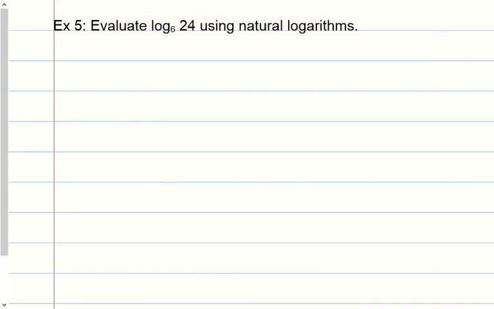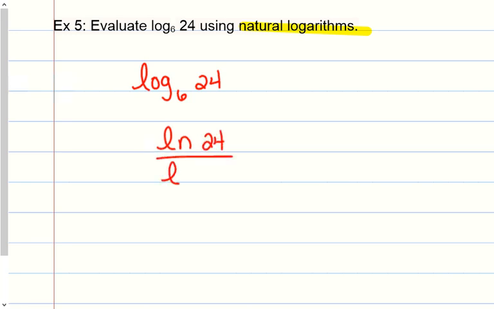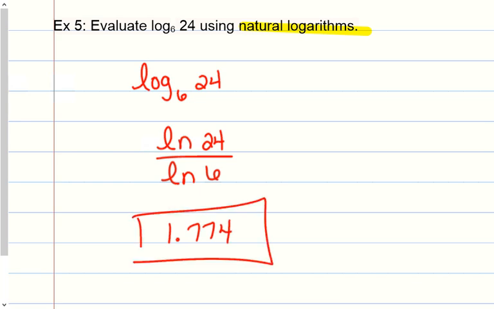Let's do one more. This one says to evaluate using natural logs. So I have log base 6 of 24. I'm going to rewrite the problem, log base 6 of 24, and now rewrite using natural logs. ln is your natural log, so ln 24 divided by ln 6. So just put that in your calculator, ln 24 divided by ln 6, and you get 1.774. And there you go.